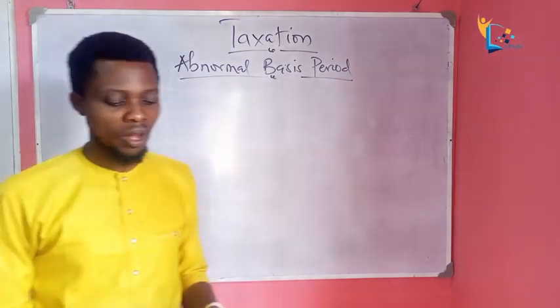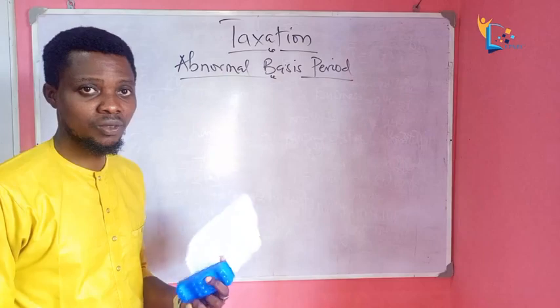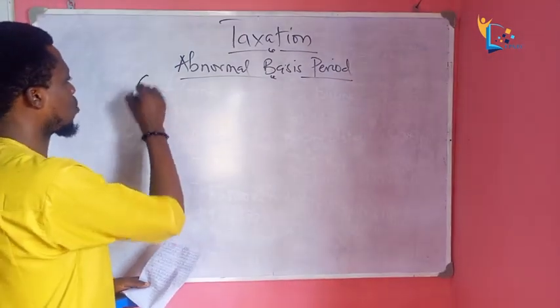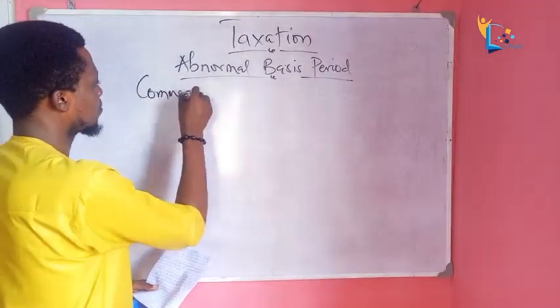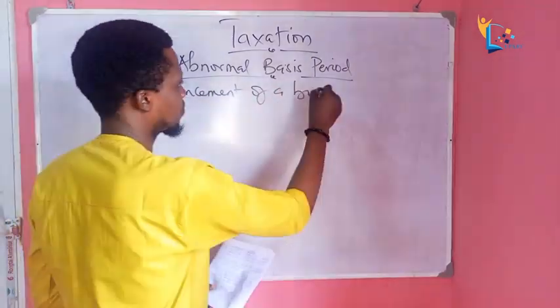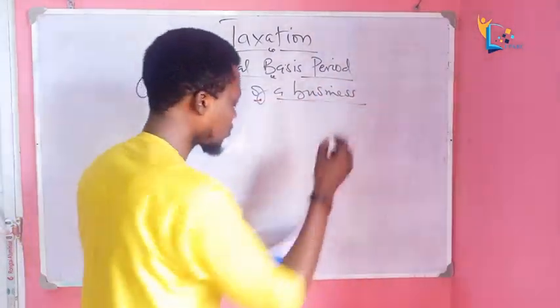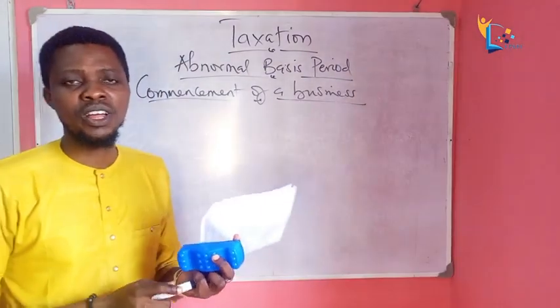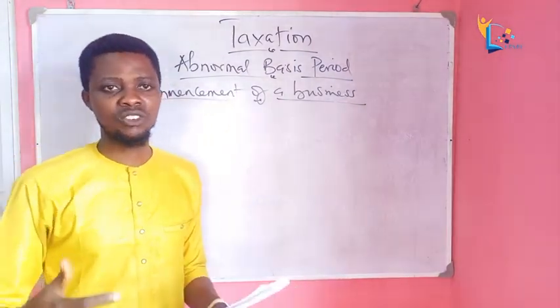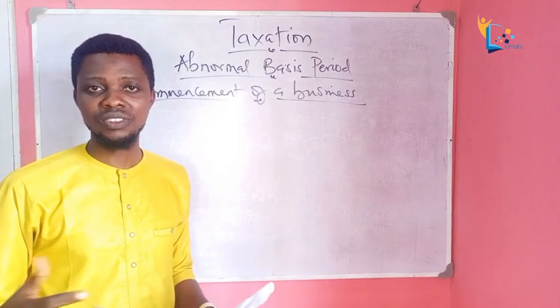All right, so under abnormal basis period, we'll be looking at the commencement of a business. How are the profits of a business that is just starting assessed?